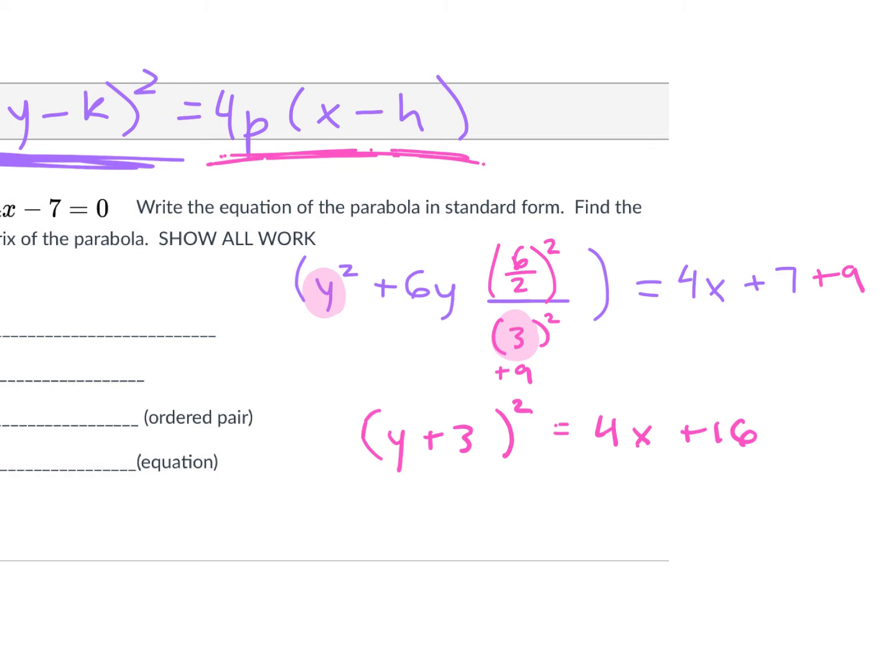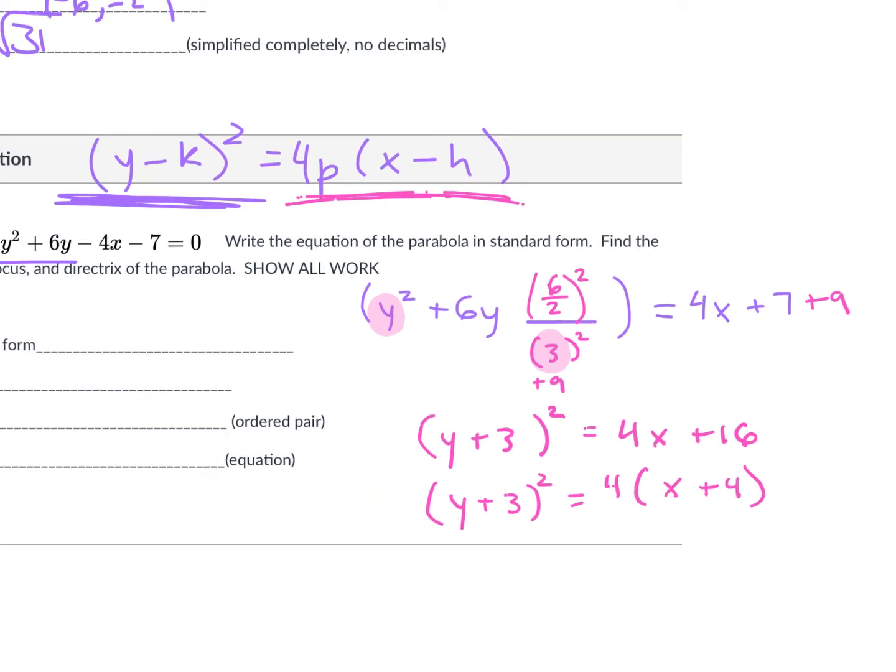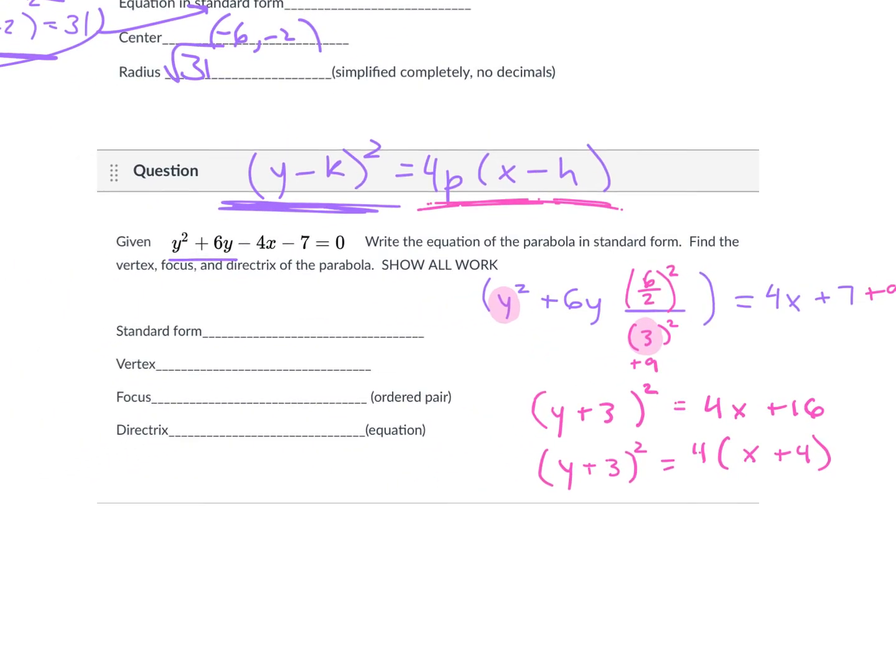How can I get my right side to look like this? Divide the 4 out. So I'm going to take out that 4. So I have x plus 4. So y plus 3 squared is equal to 4 times x plus 4. Is it in standard form now? Yes. So that's my standard form.